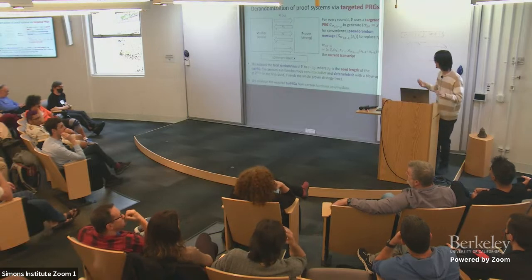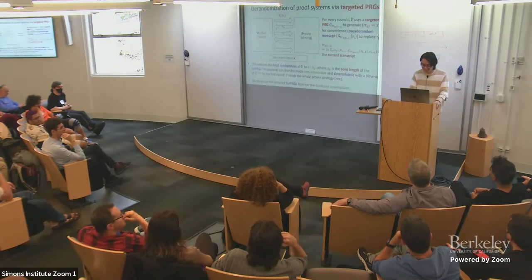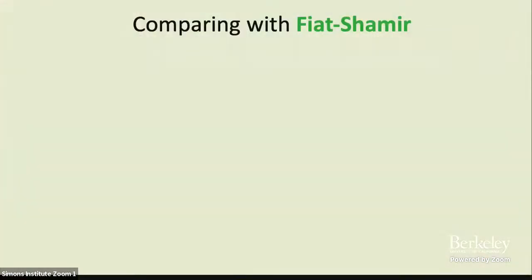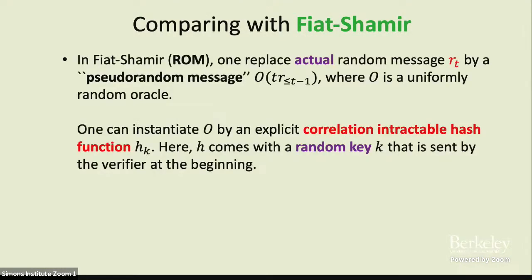Okay, let's take it. Great talk and discussion. Maybe let's compare it with the original Fiat-Shamir, and see what's different and what's similar. In the random oracle version of the Fiat-Shamir protocol, you just replace the actual random message by a pseudorandom message, which is a uniformly random oracle applied to the transcript.